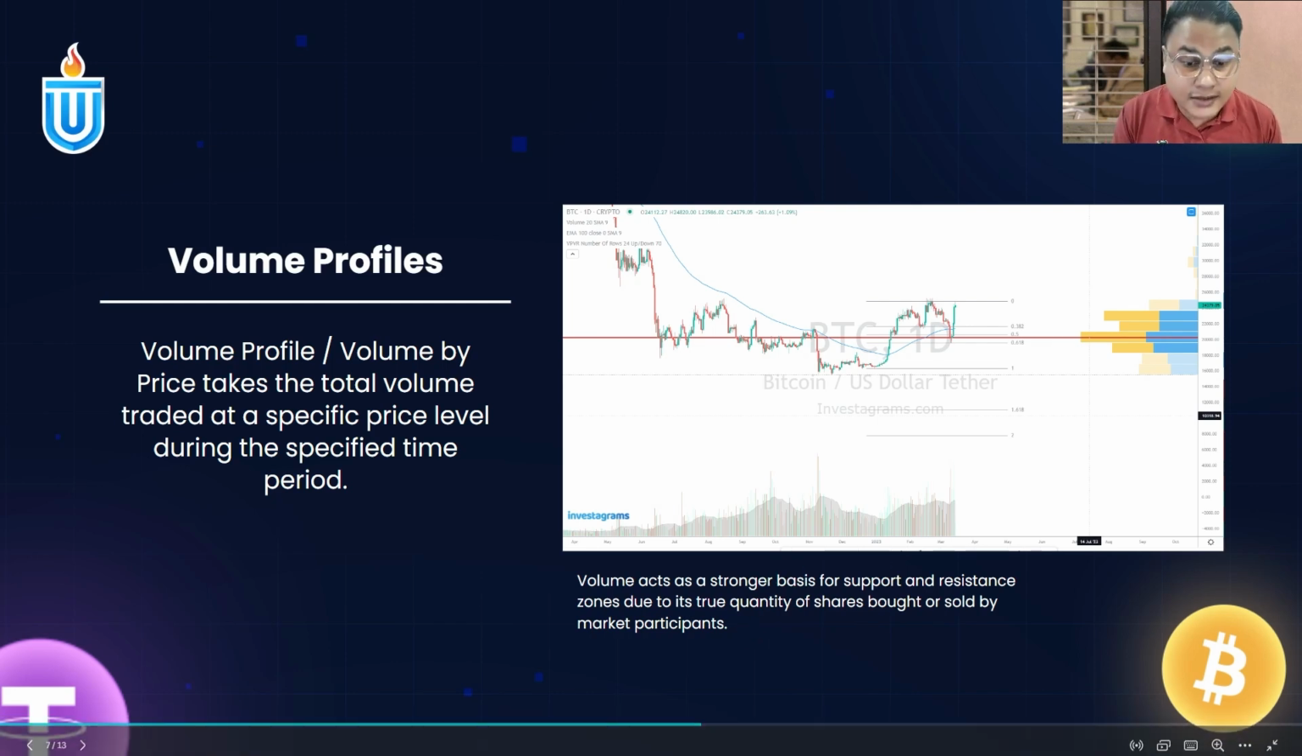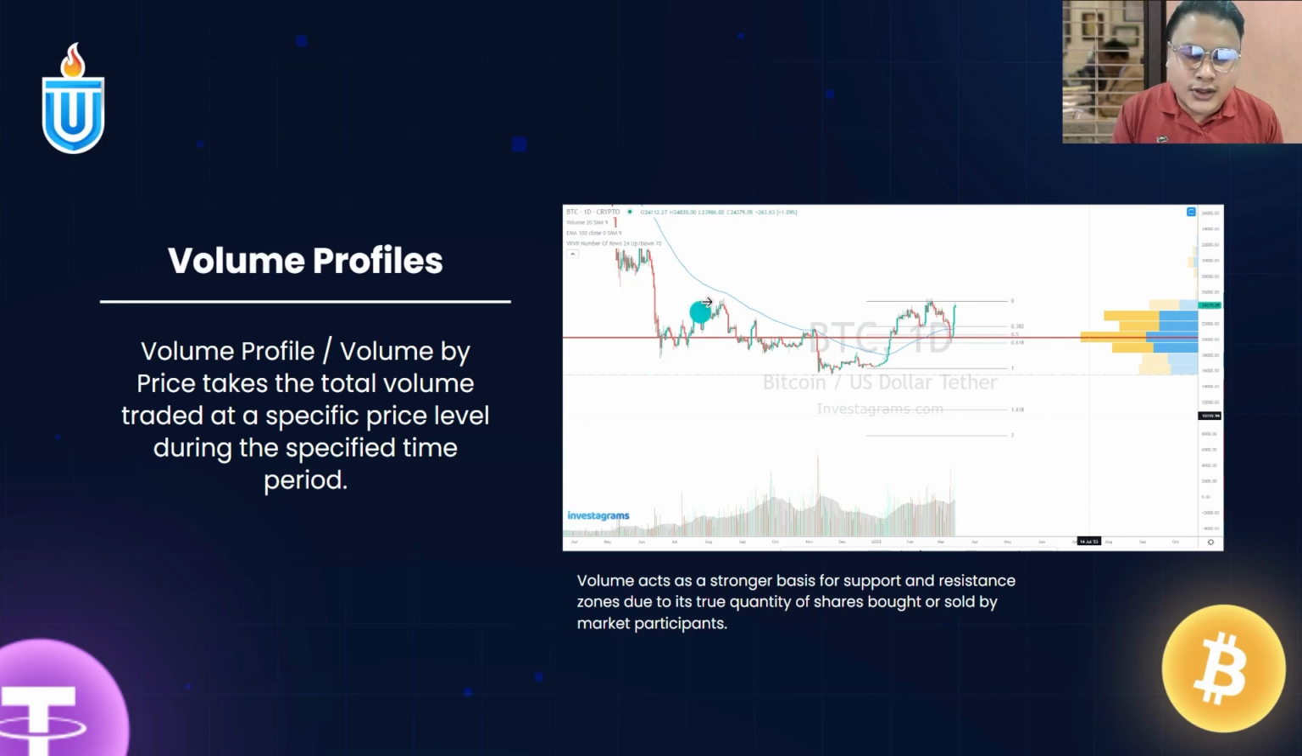To discuss in basic terms, lahat ng bumili at a specific price level, yung quantity nun is consolidated in this bar. So lahat ng bumili at 20,000 USDT per Bitcoin, yan yung quantity ng volume in which nandun karamihan ng volume at 20,000. So nandyan makikita kung nasaan karamihan ng shares, and it validates kung nasaan yung strong support and resistance.